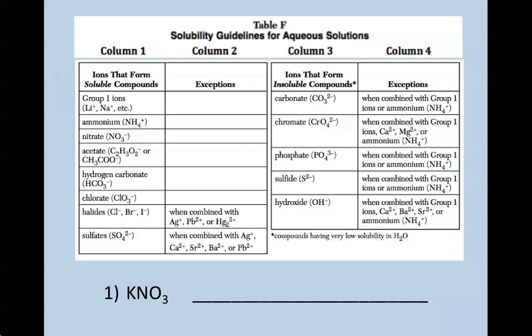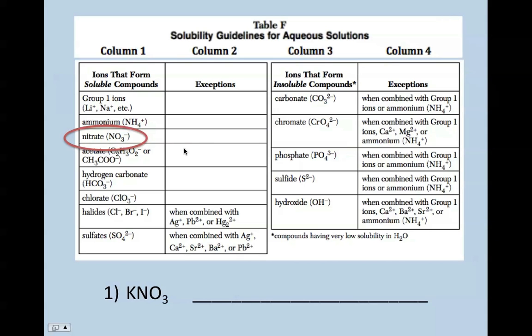So with number 1, we have potassium nitrate. In this case, you can find both parts of this on Table F, but I always start with the negative ion, which in this case is NO3, nitrate. So you can see I circled it here. Nitrate is under column 1. I'm going to be talking about columns 1, 2, 3, and 4. These aren't on your Table F, but you can see where I'm talking about.